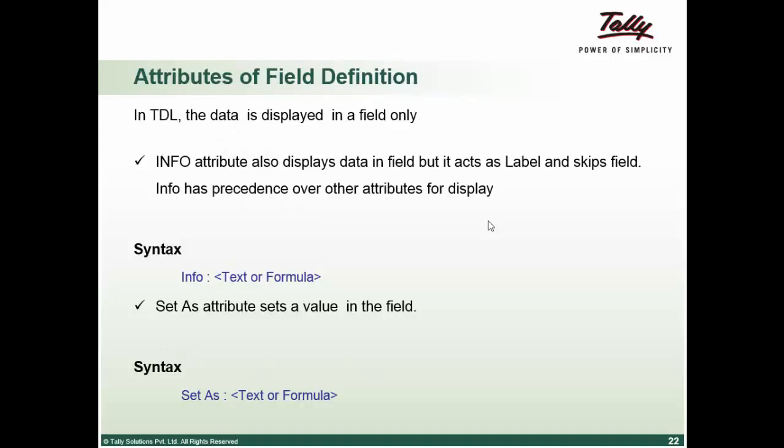So attributes of field definition, we have already seen, such as info. Info also displays the data, but the difference is it acts as a label. So when a report is in edit mode, the field is skipped, whereas when it is written as status, it provides an initial value to the field but allows the user to modify the value. So what if a user has written info and status both in his field? In that case, info will get precedence over your status.